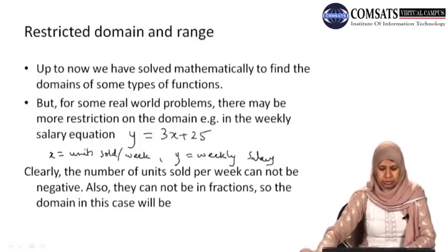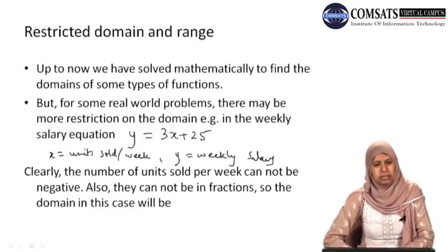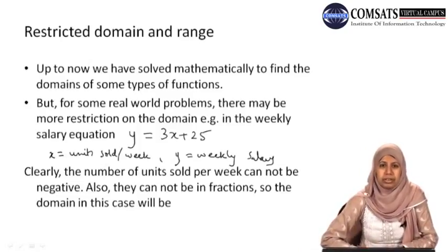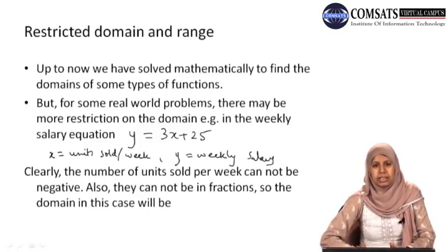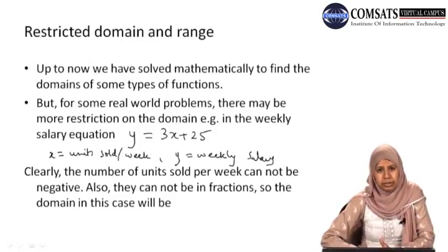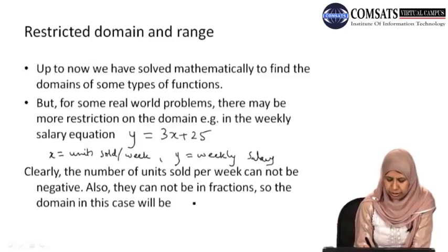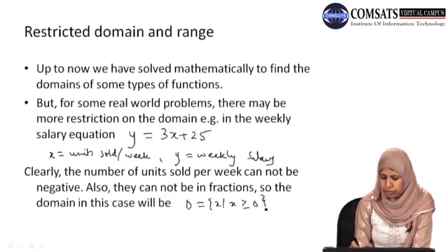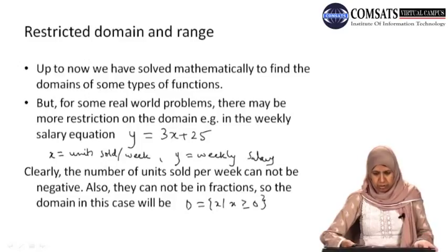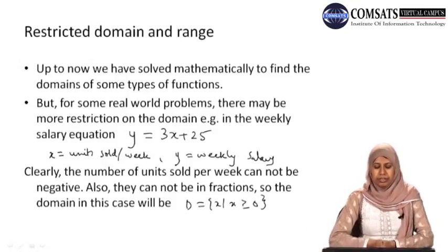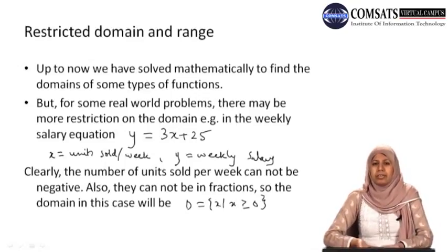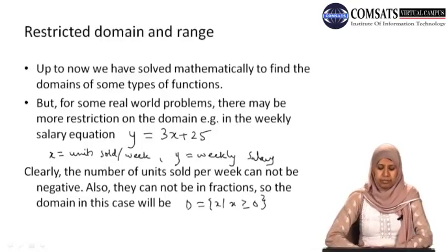Okay, now from this problem we see that the number of units sold per week cannot be negative. That is, the value of x cannot be negative. So the domain in this case will be the set of all positive real numbers so far. That is, D will be x such that x is greater than or equal to 0. Equal to 0 is possible because it is more likely that no unit is sold in 1 week. Then definitely the number of units sold each week will be minimum 0 but cannot be negative.